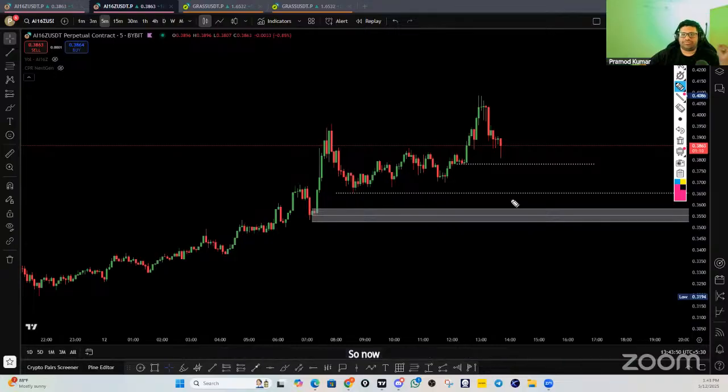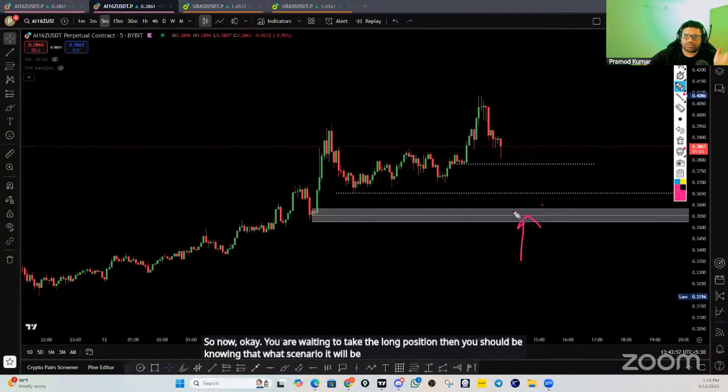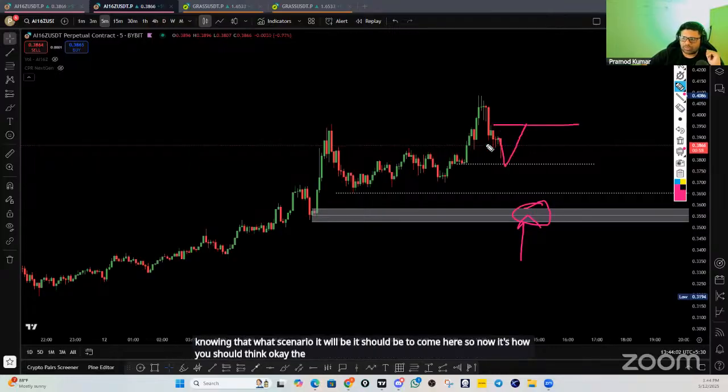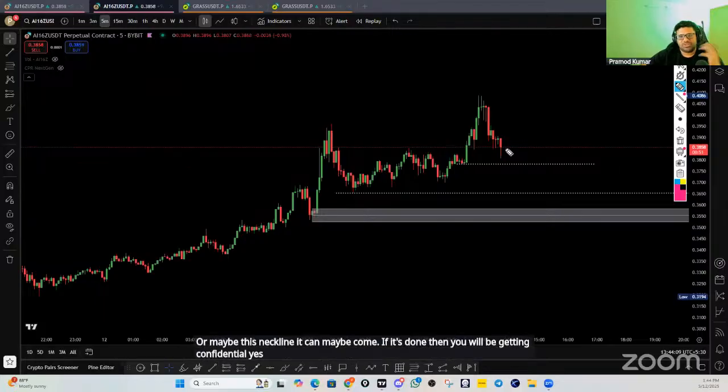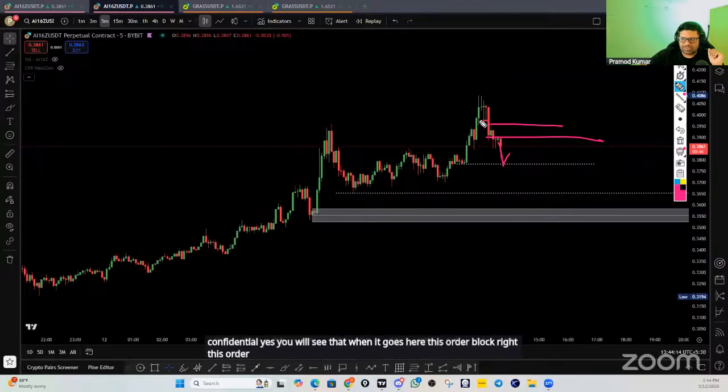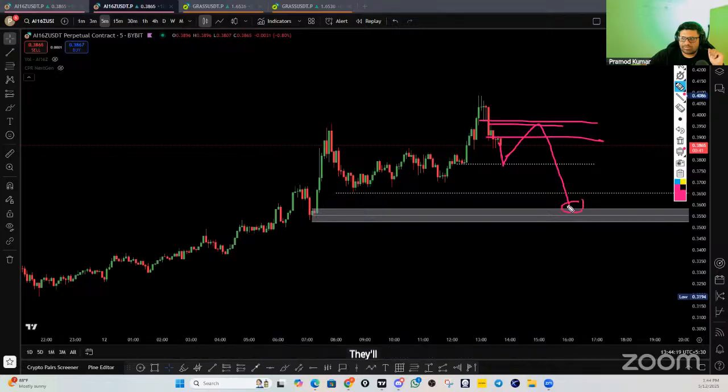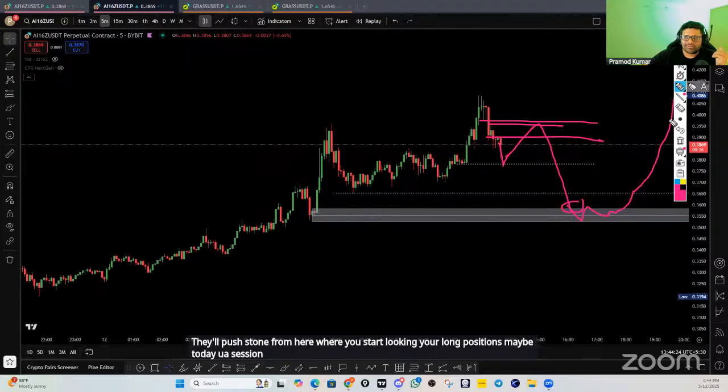So now, if you are waiting to take the long position, then you should know what scenario it should be. Now this is how you should think: the market should go to this order block, or maybe this neckline. If it does, then you will be getting confident. You will see that when it goes to this order block or this neckline, from this place they'll push down. From here, we'll start looking for the long positions. Maybe today in the US session, then they'll make a new high.